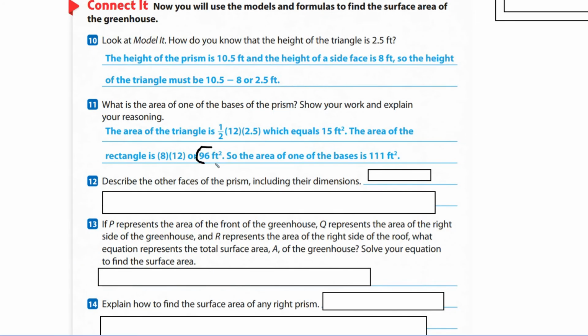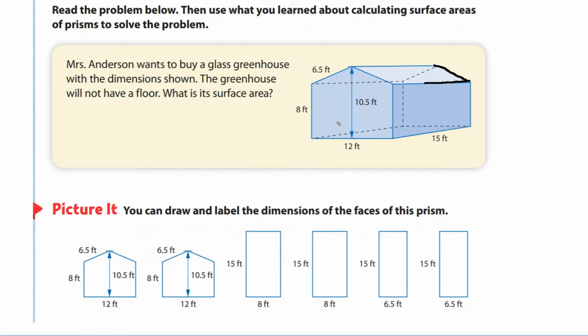What do you think you need to do with 96 and 15? Okay, you add them up. And when you add them, you get 111 feet squared. There it is. So now we know the area of one of the bases. Remember, there's two of them, right? There's this base, and then its opposite. So that's the front, then there's the back.